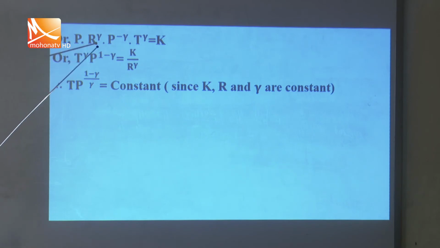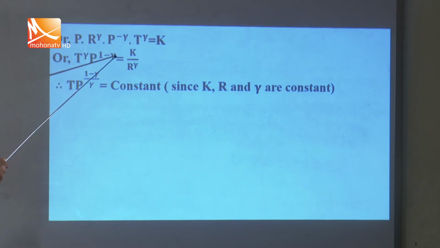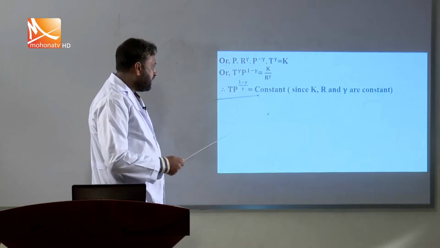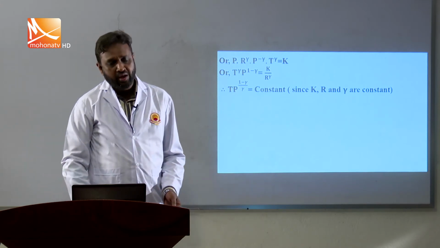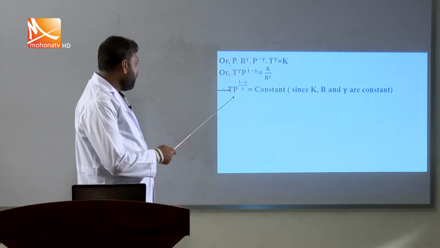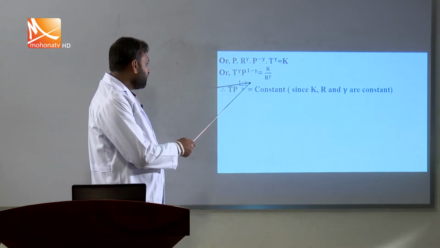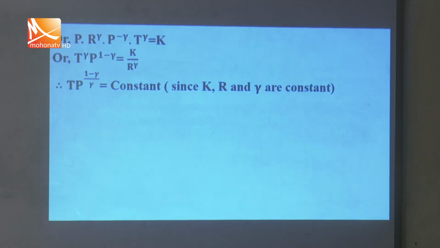or P R^γ into P^(-γ) into T^γ equals k, or T^γ into P^(1-γ) equals k divided by R^γ, since k, R and γ are constant, so the result will also be constant. Therefore, T P^((1-γ)/γ) equals constant. This is the required relation.